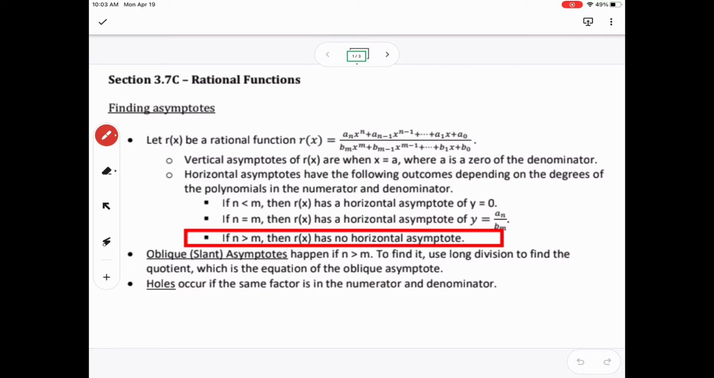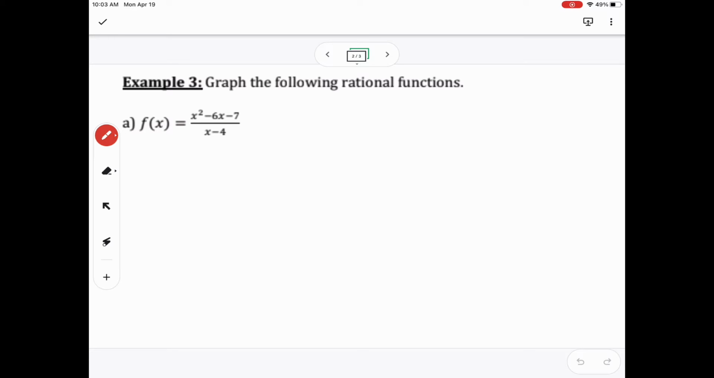Okay. So let's go ahead and try the first example here. I have x squared minus 6x minus 7 divided by x minus 4. I want to take notice of the degrees here. The top has a degree of 2. The denominator's degree is 1. Because the numerator's degree is greater than the denominator's, we won't have a horizontal asymptote here, so I can just write none.